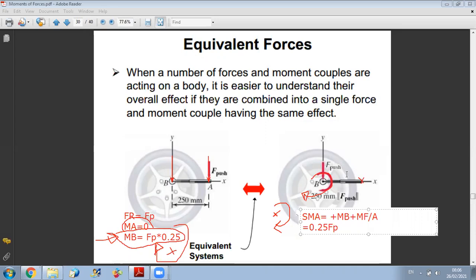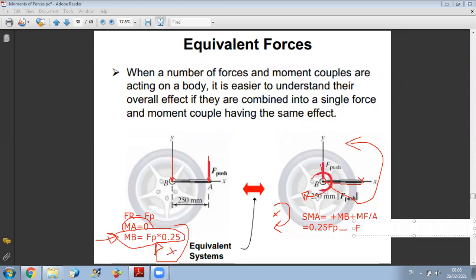And now for the moment of F about point A, if you look at your figure, from the right-hand rule, you can see that this force is rotating counterclockwise about A. So when I want to add its moment, it's a negative moment. So it's minus the force times the distance, so it's minus F times 0.25. So in total, these two will cancel out. This will be equal to 0.